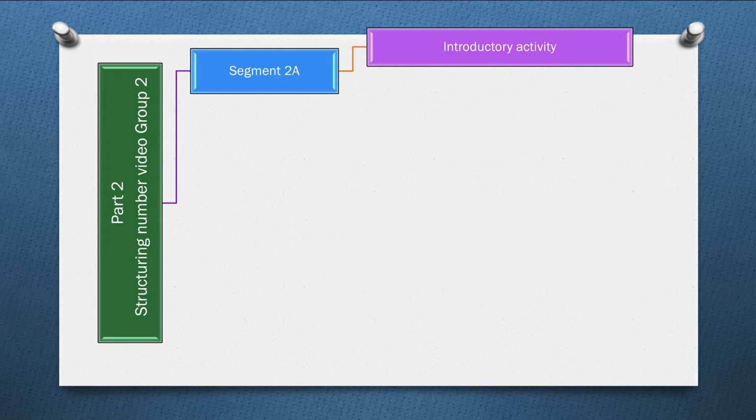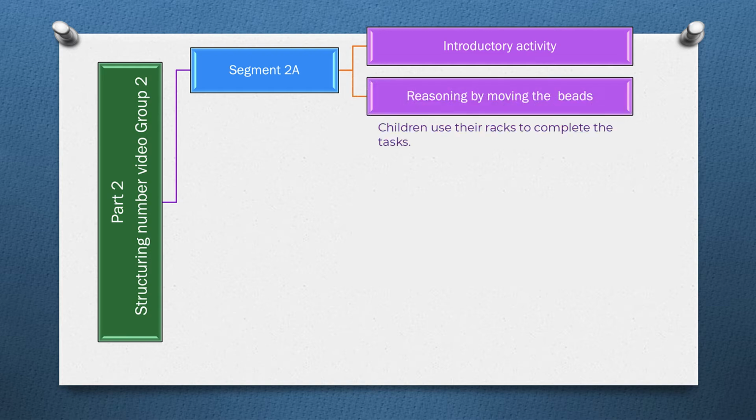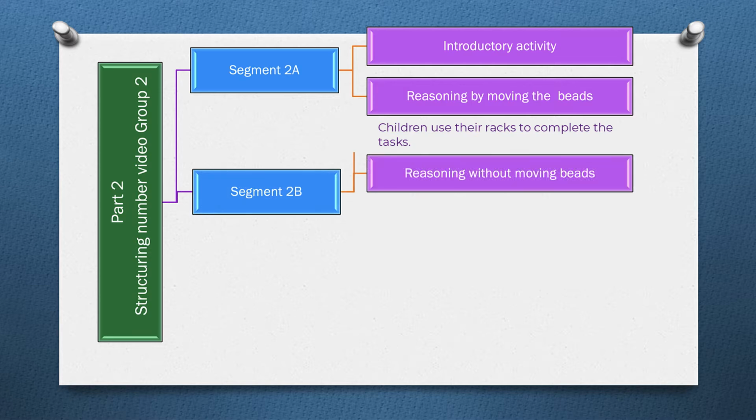In the first of these segments, reasoning by moving the beads, children use their racks to complete the tasks. In the second major segment of part 2, reasoning without moving the beads, children shift from using their racks to complete the tasks to reasoning with the support of a visual image of the rack. The anticipation activity is a transition activity that supports making this shift.